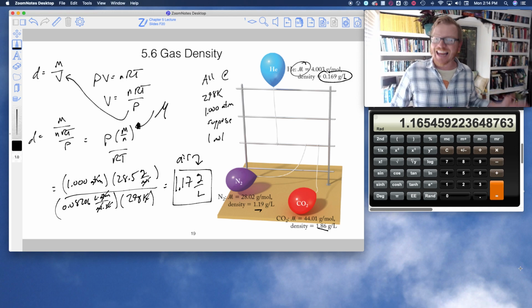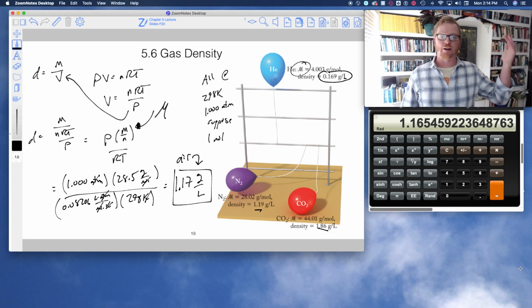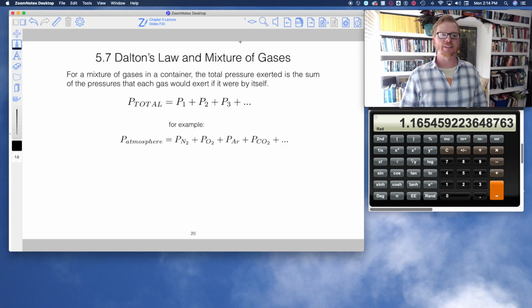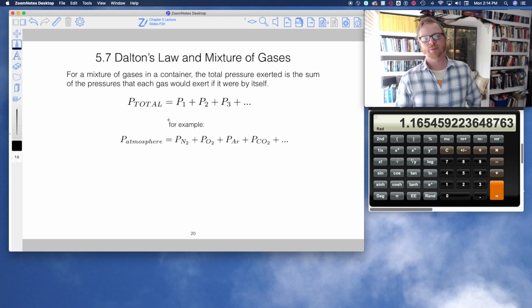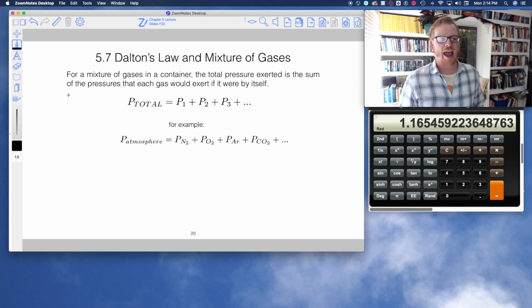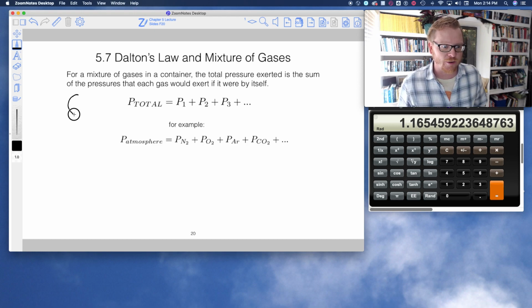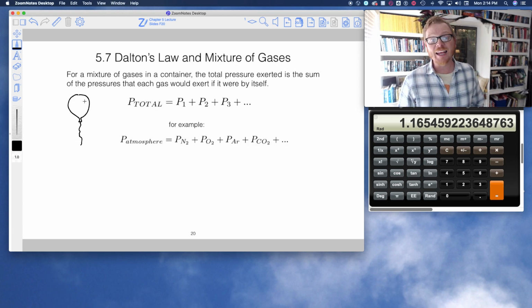And as long as you're heating up that air, it's going to become less dense and it's going to float, okay? And so now this gets us into Dalton's Law, Dalton's Law of partial pressures and mixture of gases, right? And we've just been talking about that. For example, Dalton's Law says if I have some container, and I love drawing balloons, right? So suppose I've got a balloon, and in this balloon are a whole bunch of gases, okay?